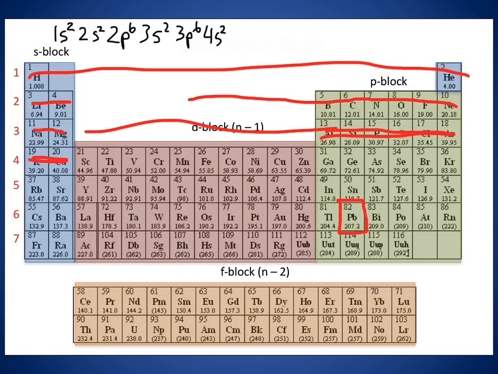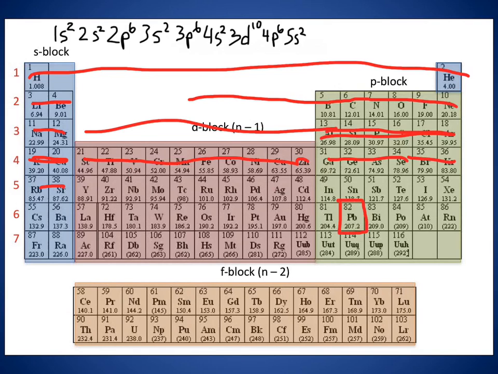And then we enter into the D's. With D's, you're going to subtract 1. So this is going to be 3 instead of 4. 3d, 10 of them. There's 10 of them across here, so you can actually count them if you ever forget that D has 10. Then we go back up to the 4th here next, and there are 6 there. So this is for P, 4p. Then we go to the next row, 5s. There's 2 of them.